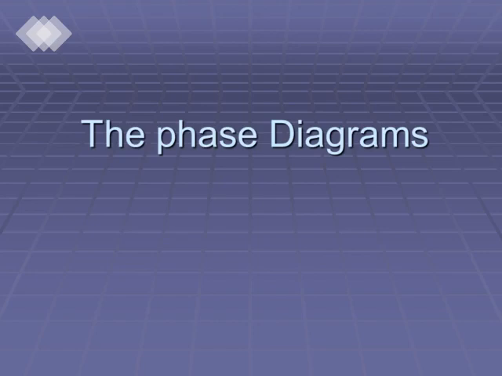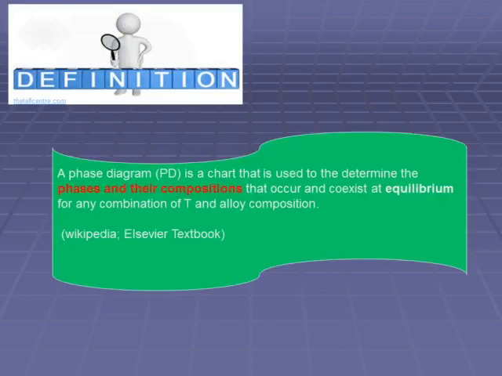Our next lecture is on phase diagram. A phase diagram is a chart that is used to determine the phases and their compositions that occur and coexist at equilibrium for any combination of temperature and alloy composition.